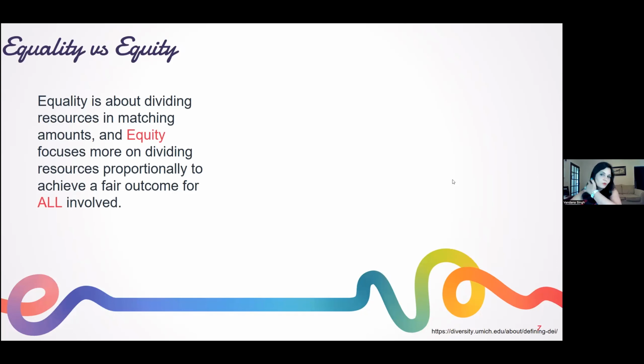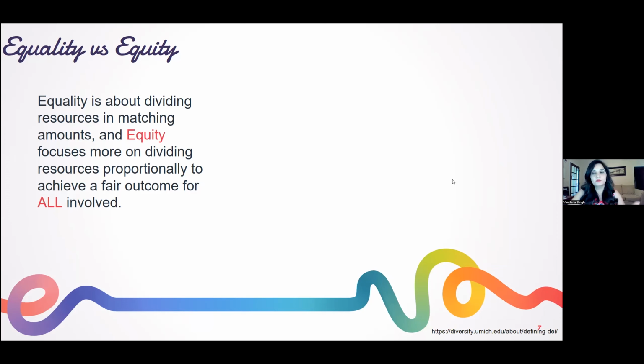Now let's talk about equality and equity. So equality and equity are two words that are often misunderstood. Equality is something that has been seen as the right thing to do. So equality is about dividing resources in equal amounts to everybody. So we treat everybody the same. We divide resources, we allocate resources among people exactly the same. When we tried equality, when we tried doing that, we realized that it didn't work as well. And so there comes the concept of equity.